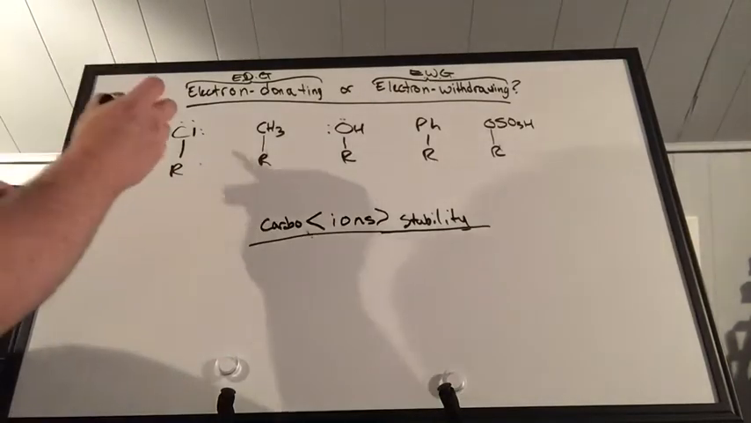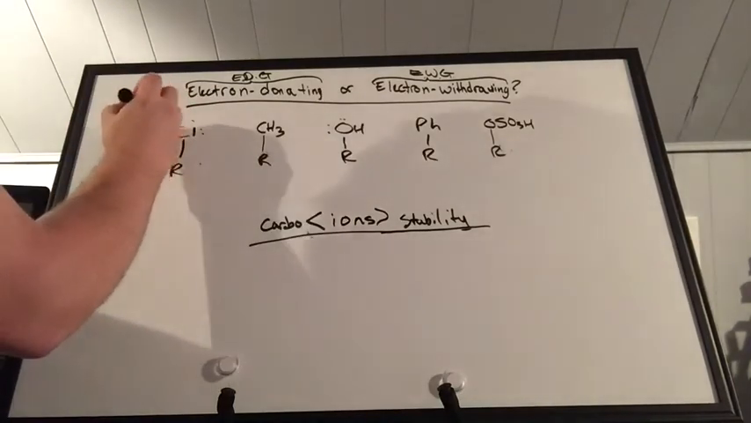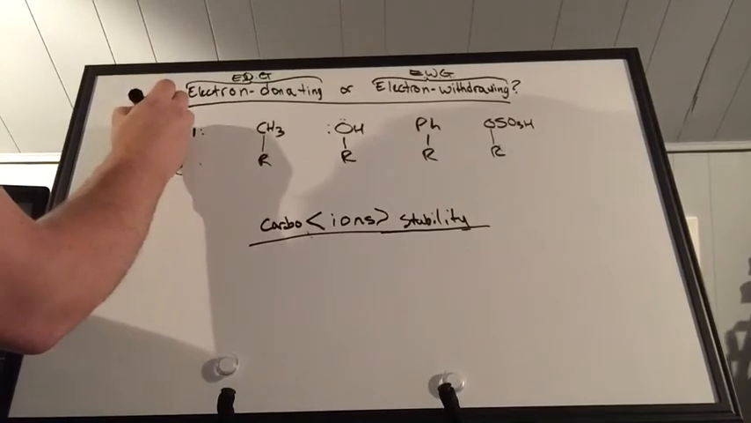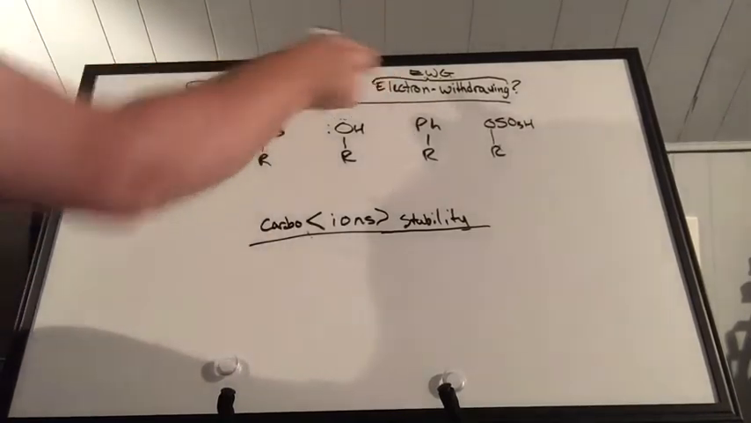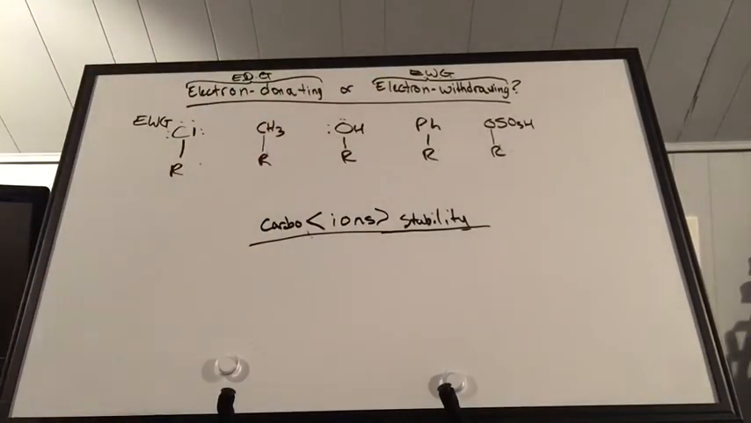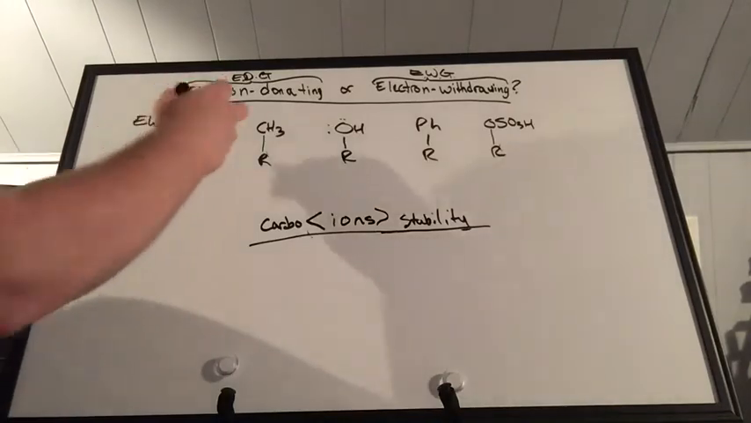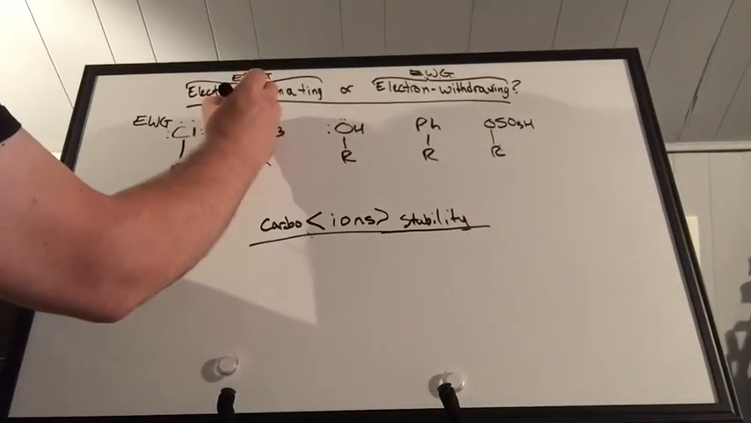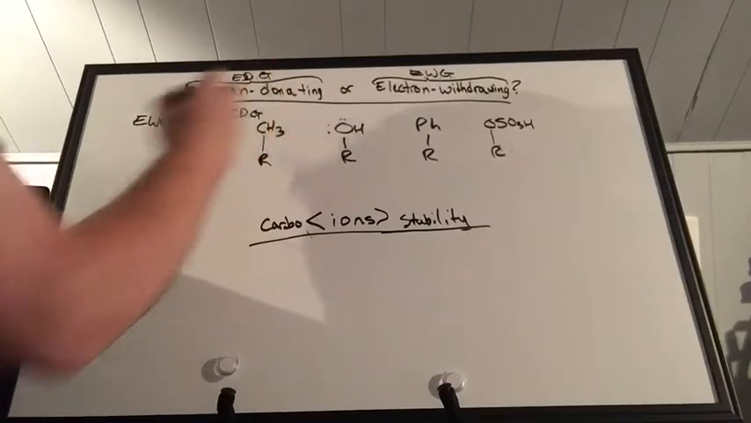So this is an electron withdrawing group, this chlorine. Notice that EWG stands for electron withdrawing. This is going to be an electron donating group, ever so weakly.